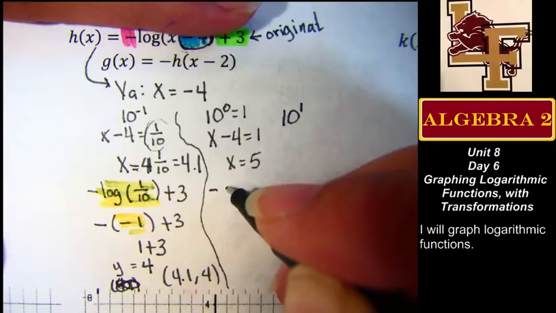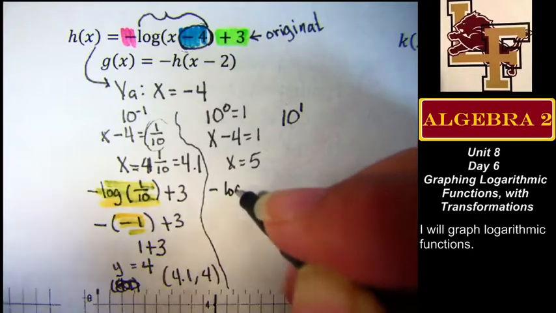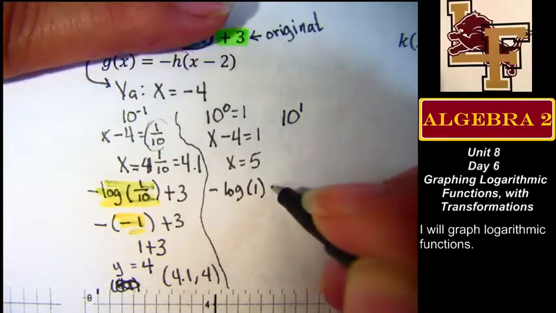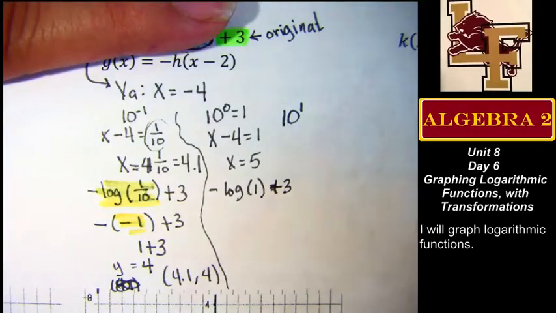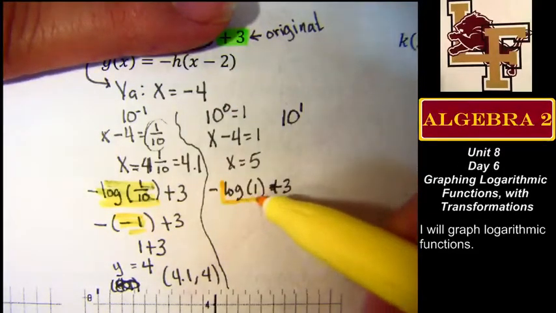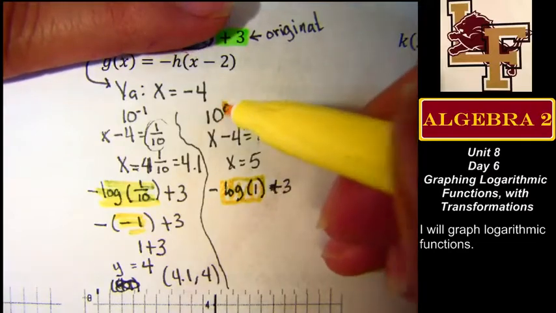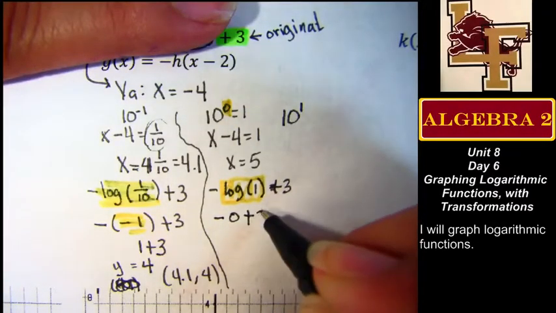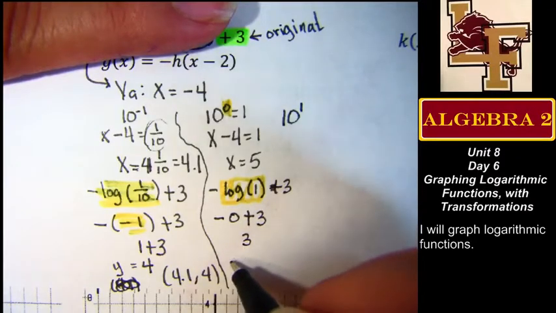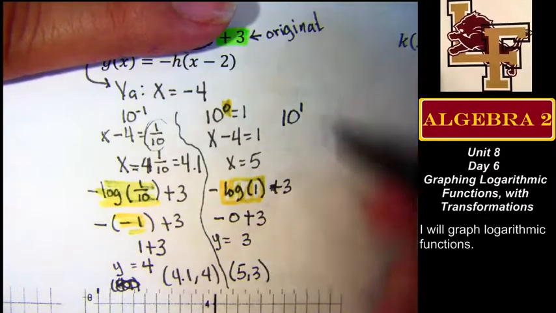So negative log of 1 plus 3. I did that because all of this turns into that exponent up there as 0. So my next point is 5, comma 3.